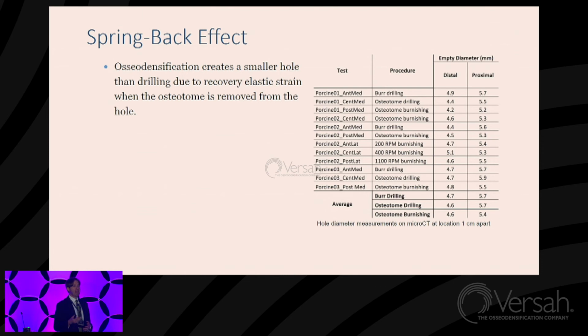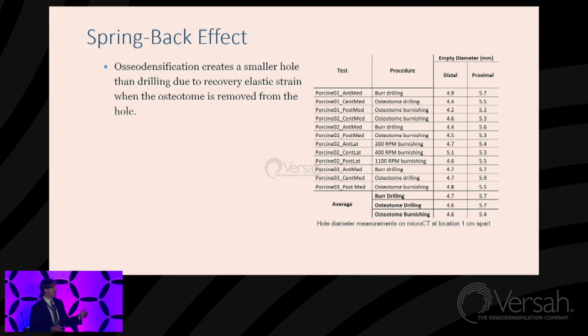So for a 5.8 millimeter burr, the osseodensification procedure resulted in a 5.4 millimeter final diameter. And this was measured with a micro CT. So we saw our final diameter was about 90% of the burr diameter.